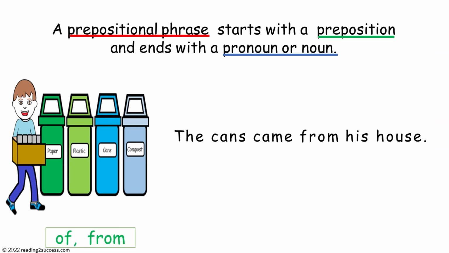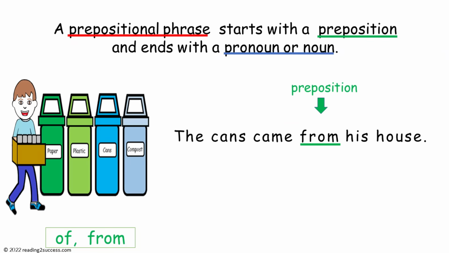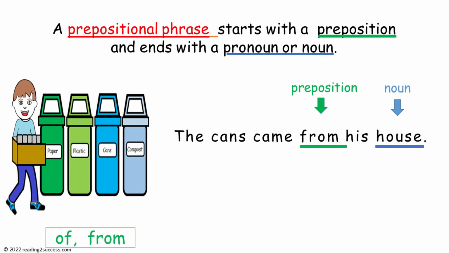Next, have kids read the sentence, the cans came from his house, and follow the same procedures as the previous sentence. First, have them underline the preposition from. Then have them underline the noun house at the end of the sentence, and then have them underline the whole prepositional phrase, from his house.